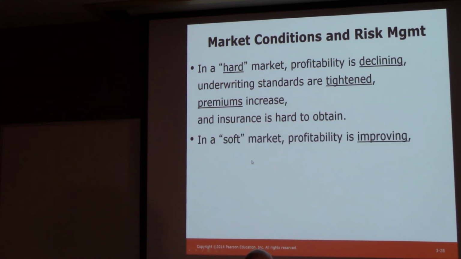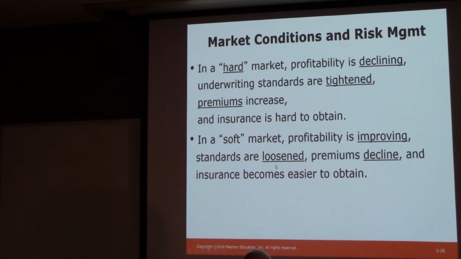In a soft market, that means the losses have been low compared to premiums. And so the insurance company loosens their standards, which means they accept riskier business, and they cut their premiums because they're making tons of money, and insurance becomes easier to obtain. So you have hard markets and soft markets, and as a risk manager who's out there having to negotiate insurance contracts on a regular basis, you have to stay on top of what's happening.